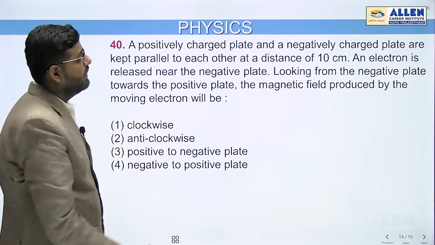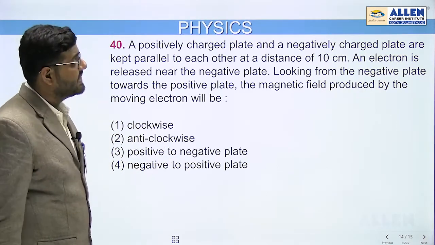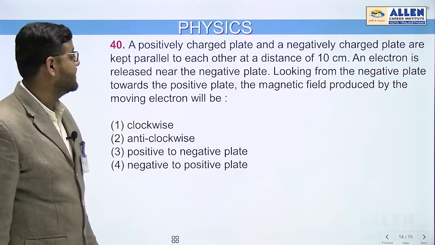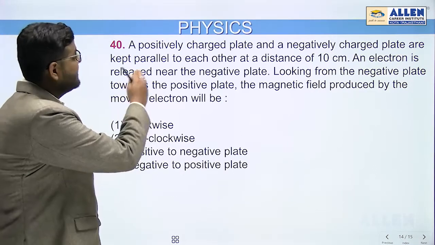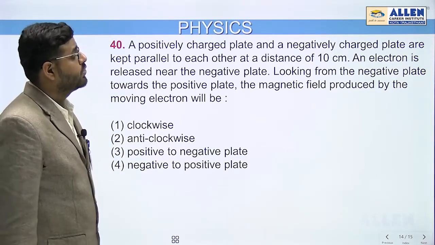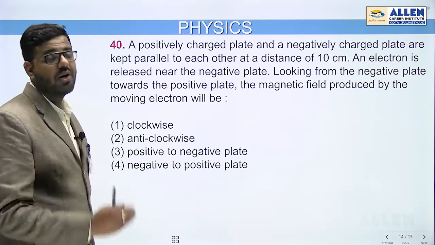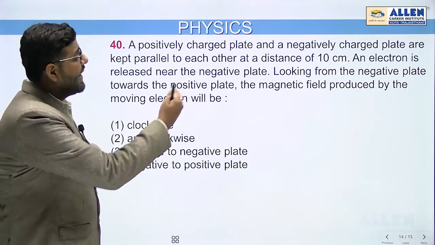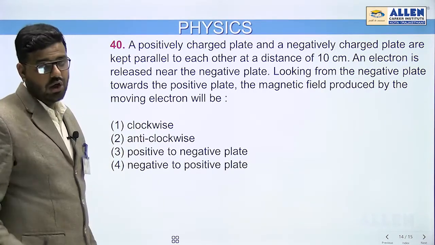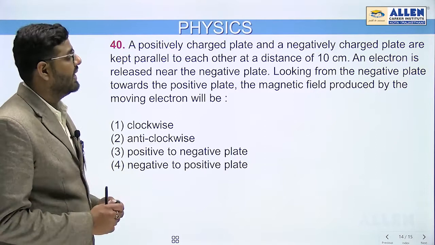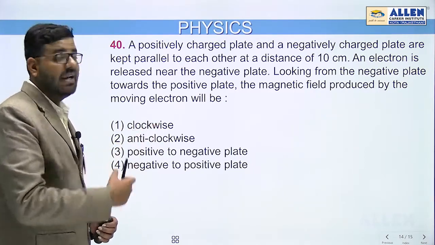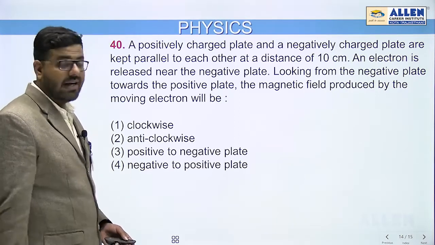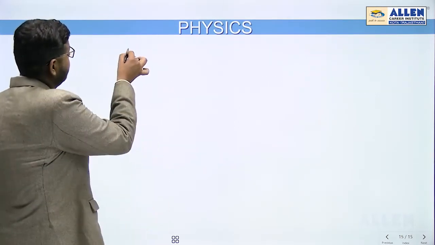So here we are given 2 plates, one positively charged and one negatively charged, that are parallel to each other and kept at a distance of 10 centimeter, and an electron is released near the negative plate. So looking from the negative plate towards the positive plate, that is, the observer is at the negative plate, the magnetic field produced by the moving electron will be. So for that observer, how will this magnetic field look: clockwise, anti-clockwise, positive to negative plate, or negative to positive plate? So let us see.